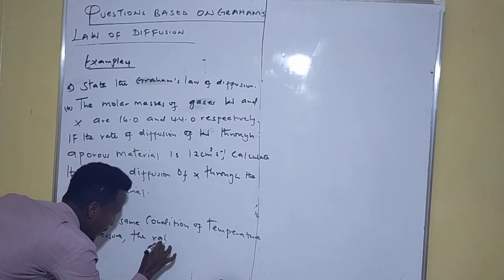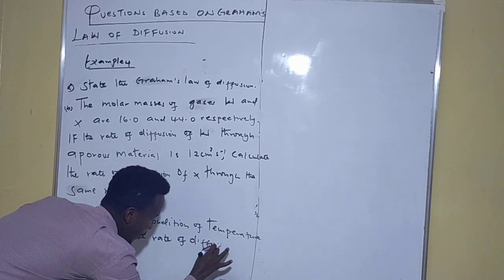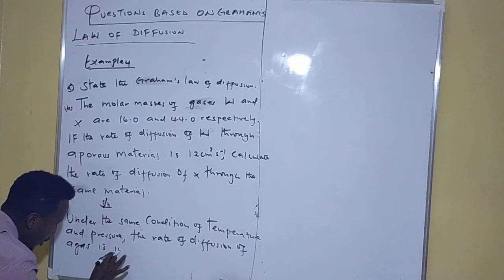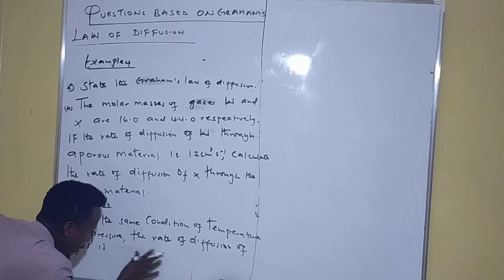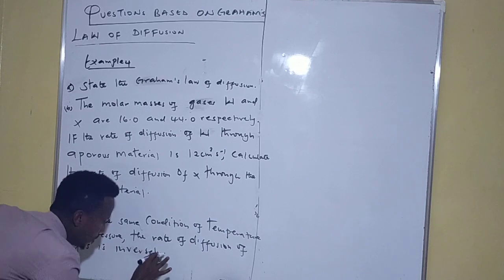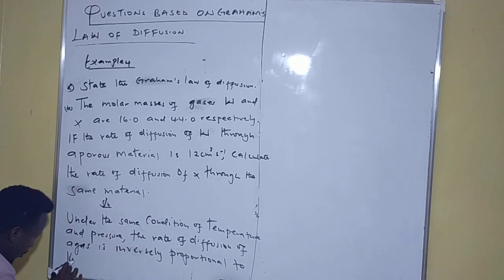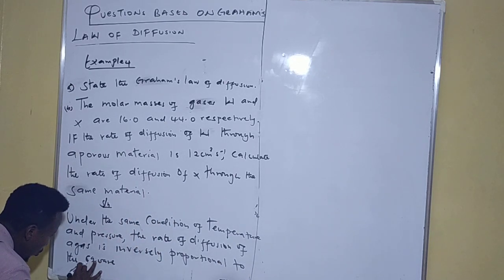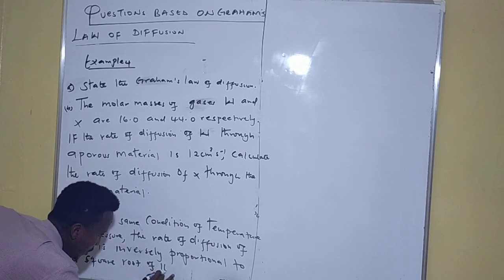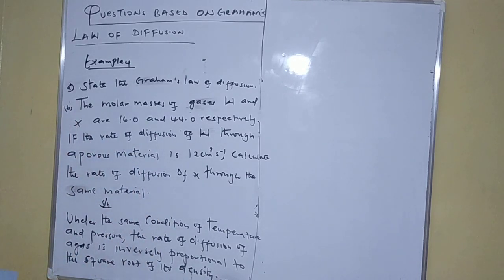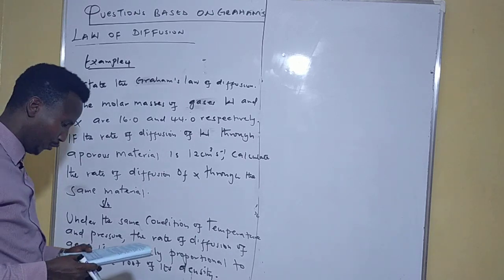the rate of diffusion of a gas is inversely proportional to the square root of its density. That's the answer. Under the same condition of temperature and pressure, the rate of diffusion of a gas is inversely proportional to the square root of its density.